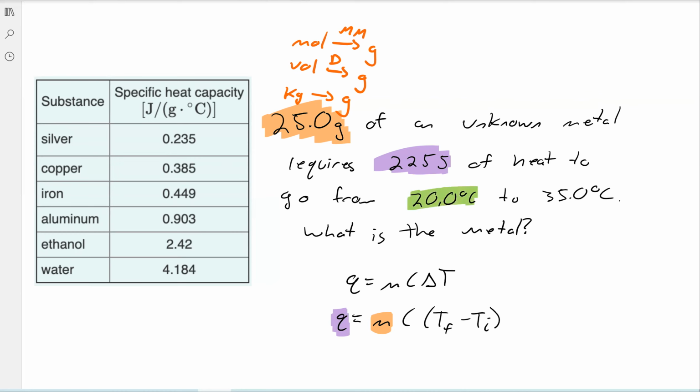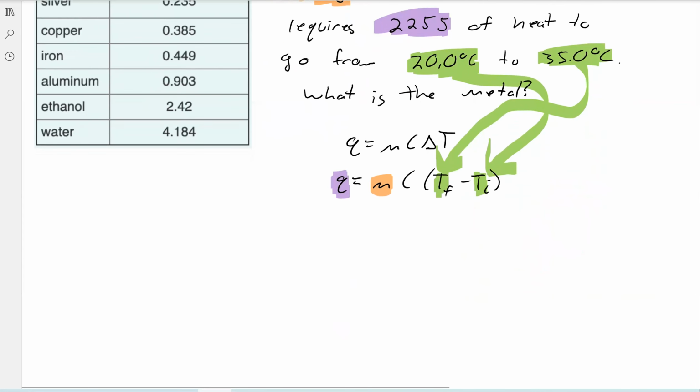And then it goes from 20 degrees Celsius. So that's our initial temperature, so that'll get plugged into TI, to 35 degrees Celsius. That's our final temperature, so that'll get plugged into TF. And so what we can see here is that we have almost all of the variables, right? We have just one variable that we don't know, and that's what's known as our unknown variable.